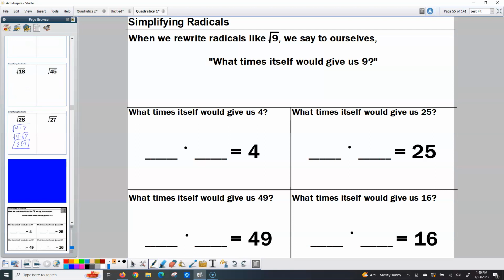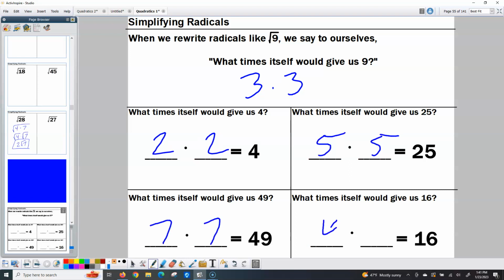So, simplifying radicals, when we rewrite radicals like square root of 9, we say to ourselves, what times itself would give us 9? So obviously that's 3 times 3. What times itself would give us 4? It's 2 times 2. 25 would be 5 times 5. 7 times 7 would give us 49. 4 times 4 would give us 16.